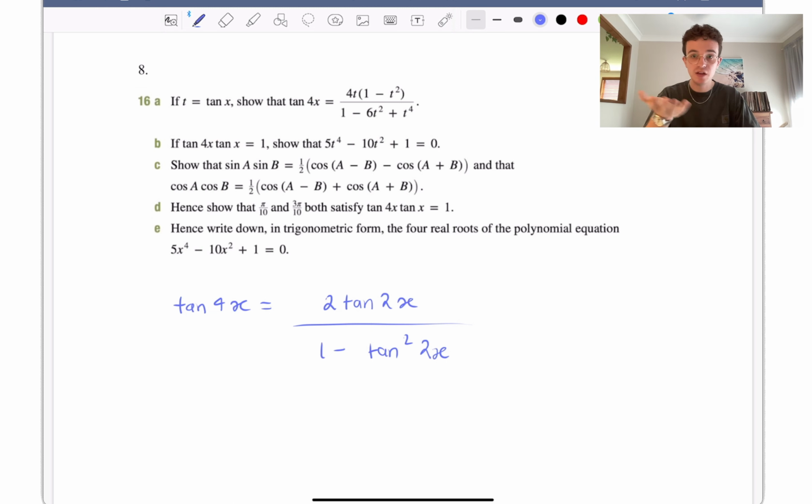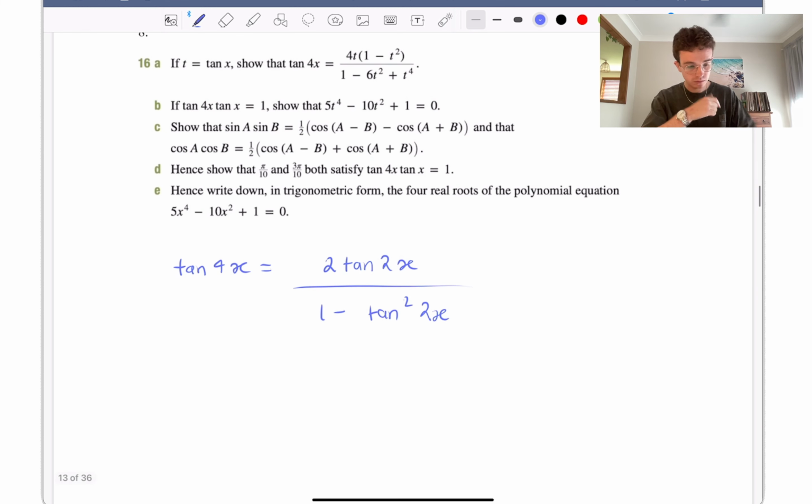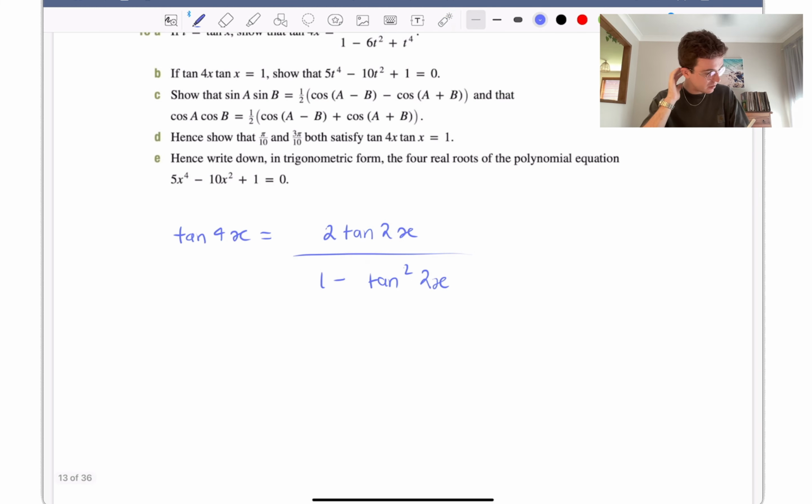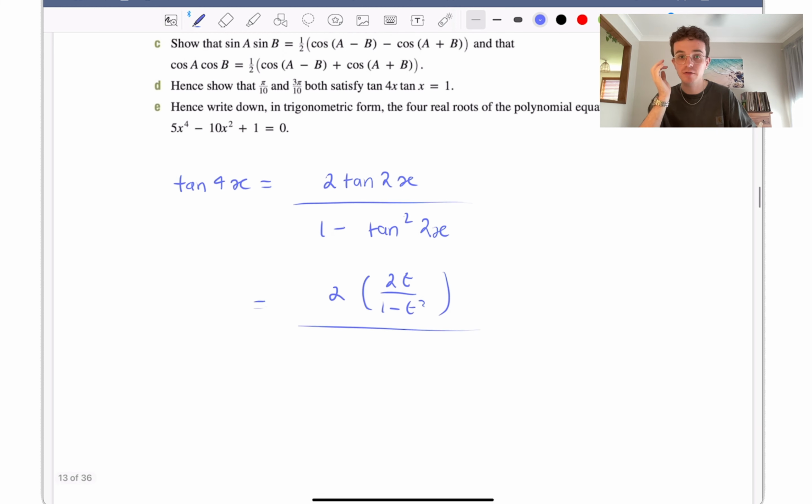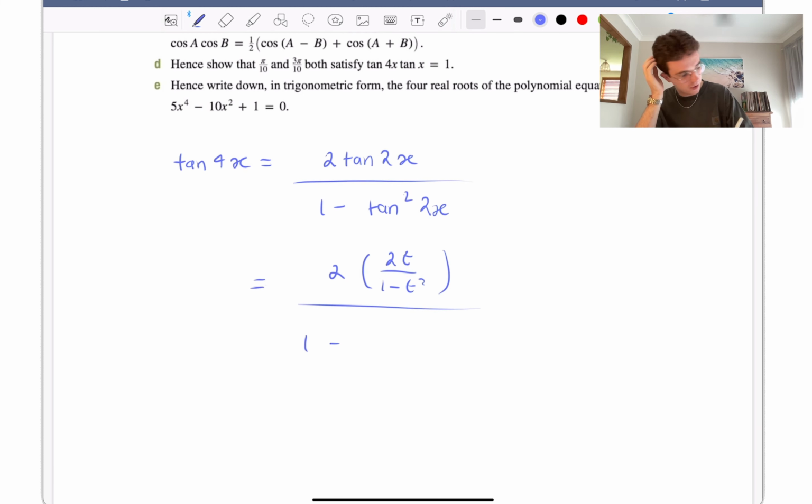So tan of 4x would be the same thing, except in the brackets we've now got 4 divided by 2, which is now 2. Now if t is tan of x, and we've got a 2 here, well, that means tan of x is using our half angle formula, because an angle of x is half of 2x. So we can actually use our t formula here. The t formula for tan is 2t on 1 minus t squared. So I've substituted in the t formula for tan here, over 1 minus the t formula for tan squared, 2t on 1 minus t squared squared.